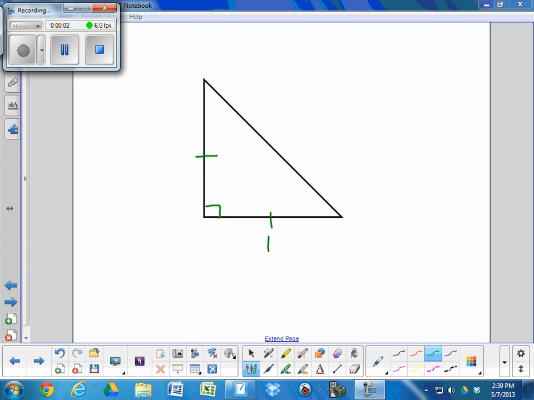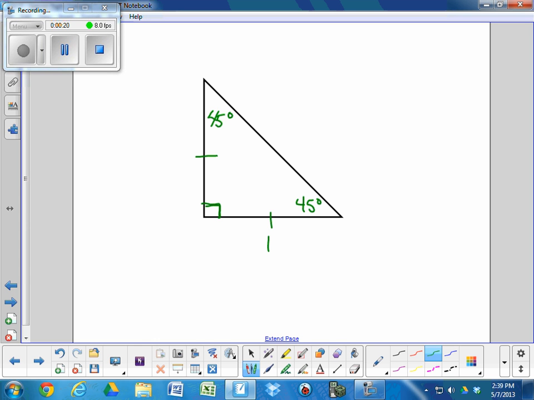Next, we have an example of a right isosceles triangle. What are the two angles equal to, not the 90, but the other two? They're both 45. So this is also known as a 45, 45, 90 triangle, a special right triangle.